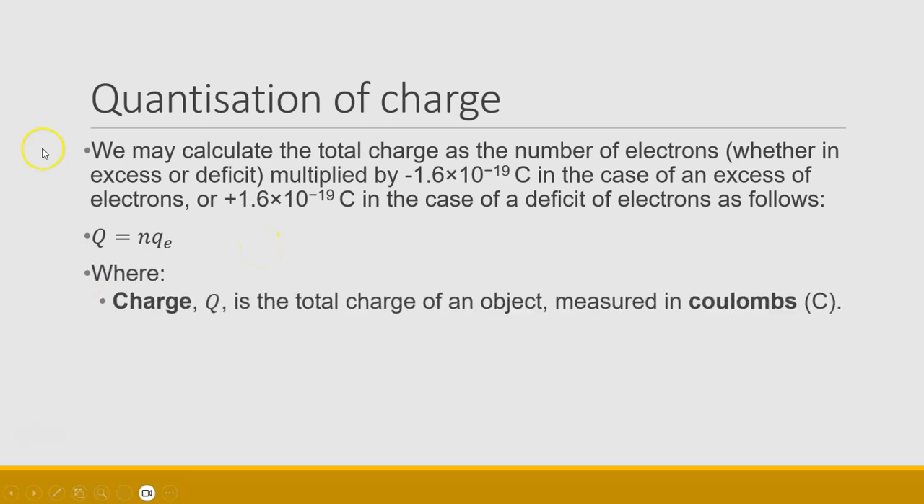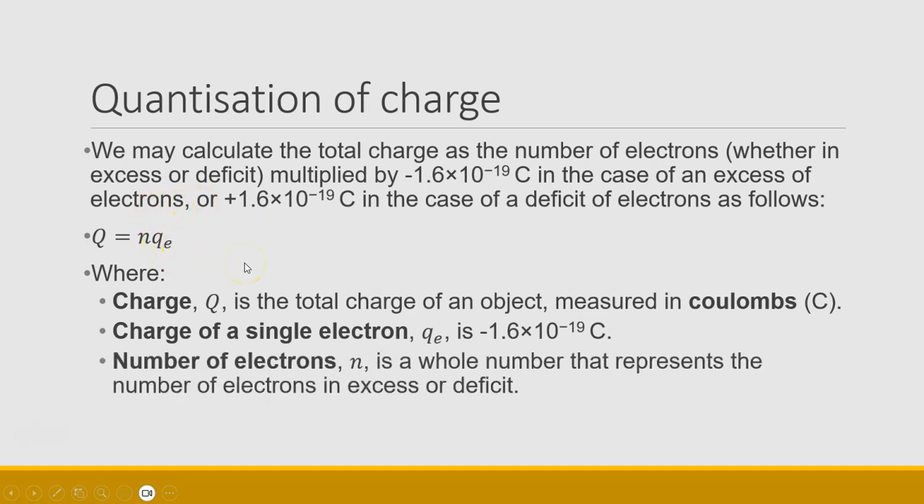So in this formula, Q is the total charge measured in coulombs. QE is the charge of a single electron. And N is the number of electrons. It must be a whole number. It doesn't have a unit of measurement. It just represents the number of electrons that are in excess or in deficit.